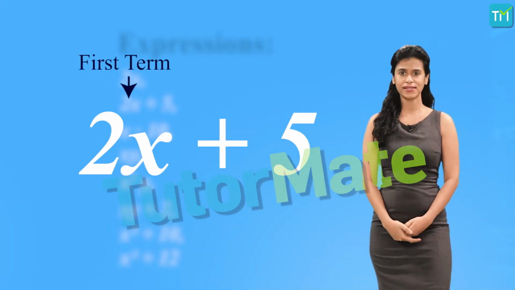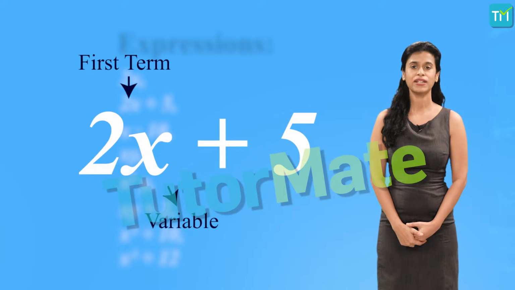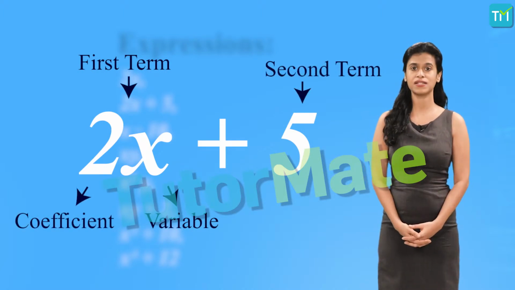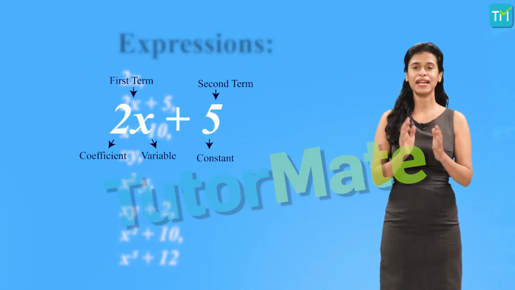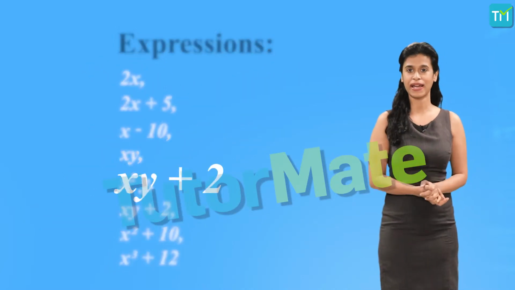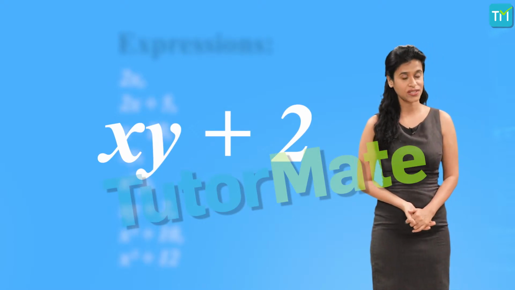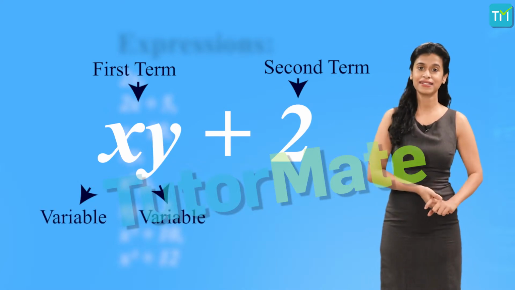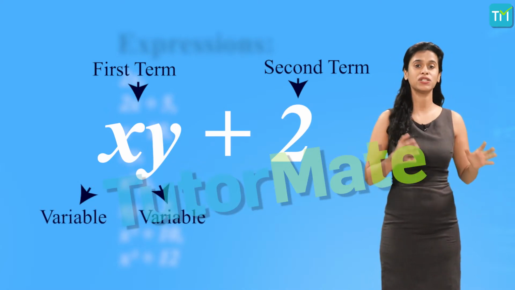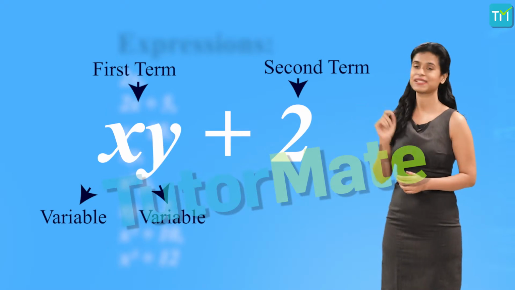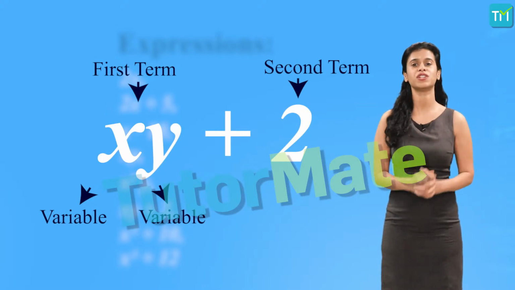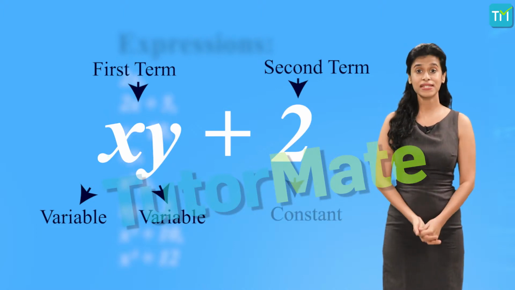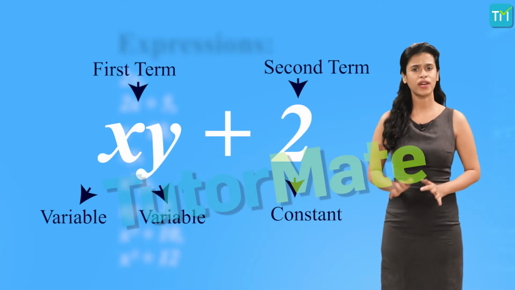In the term 2x, x is called the variable and 2 is called the coefficient of x, while the second term 5 is the constant. Now let's have a look at the expression xy plus 2. In this expression, the terms are xy and 2. Here the variables are x and y, and they are multiplied together to form the term xy. Also, the coefficient of xy is 1, while 2 is called the constant term as it has no variable multiplied to it.